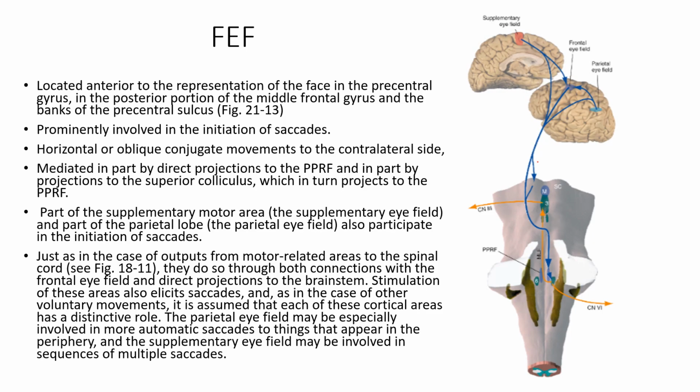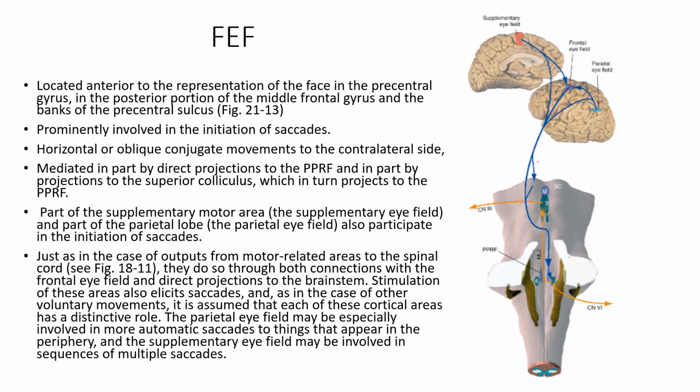The frontal eye field is located just in front of the representation of the face in the precentral gyrus, in the posterior portion of the middle frontal gyrus, and the banks of the precentral sulcus. Let's unpack those words a little bit here. Frontal eye field, FEF, that's Brodmann's 8, right? Located just in front of the representation of the face in the precentral gyrus. Precentral, that's motor, so this is motor homunculus. In the posterior portion of the middle frontal gyrus, and in the banks of the precentral sulcus.